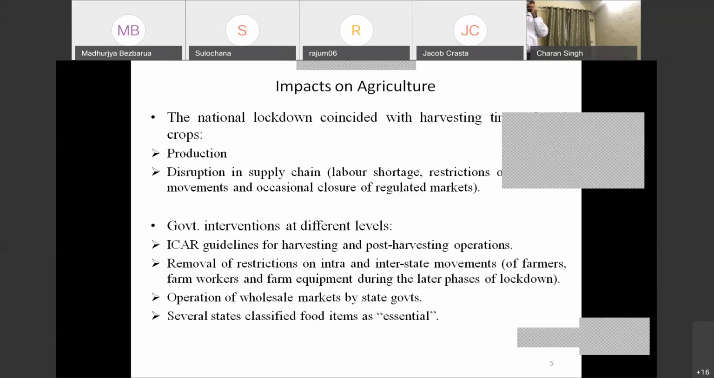Likewise, the state governments were asked to ensure operation of the wholesale markets. Then several states classified food as essential and directed the local administration to ensure that essential food items like groceries, vegetables, fruits, milk, etc., are not affected. Due to all these interventions from the government side, the damage to the agricultural sector actually was quite moderate, and it prevented the loss in the agricultural sector from taking catastrophic proportions.